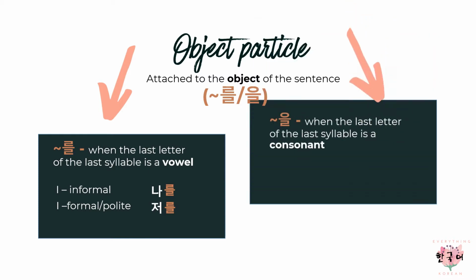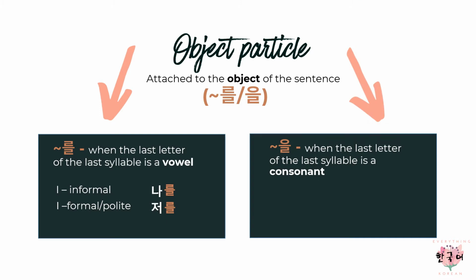On the other hand, if it ends in a consonant, of course we have to add ul. For example, for the words bread and house, which in the Korean language are pang and tip, we have to add ul. So we say pangul and tipul. So again, we have rul for narul, torul, and we have ul for pangul and tipul.